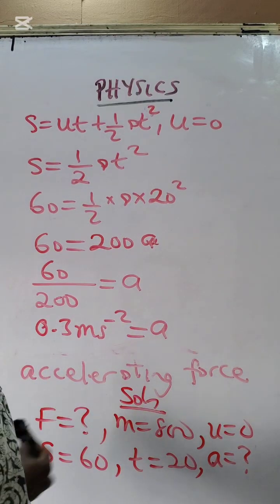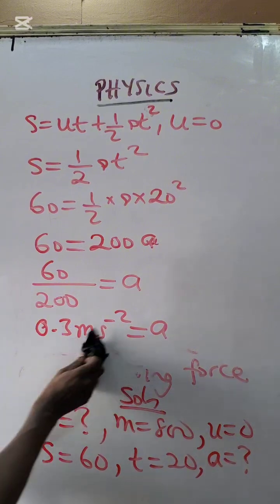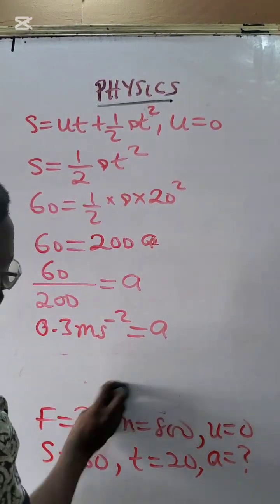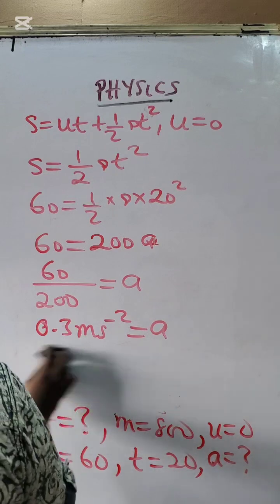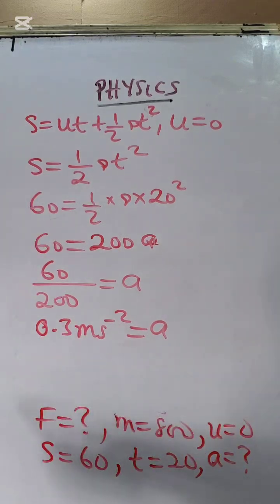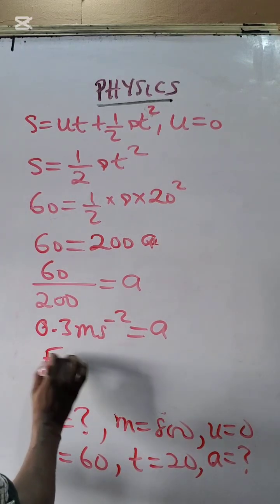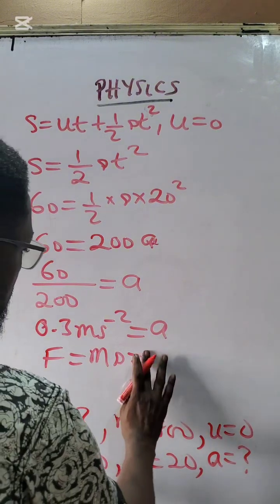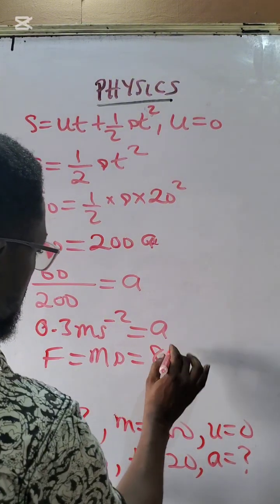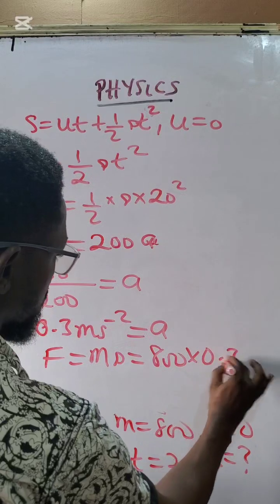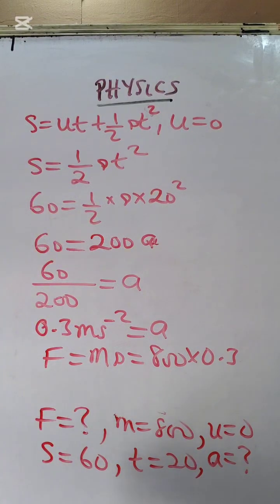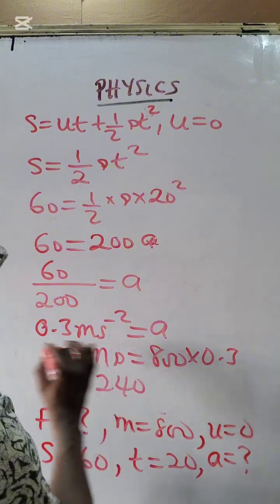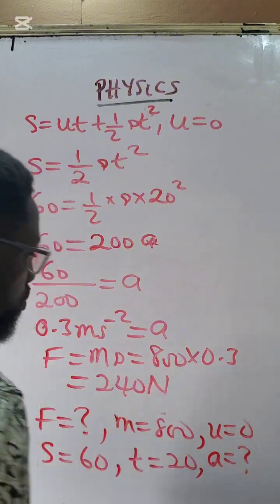So now that we've obtained the acceleration, we can then calculate the accelerating force. Force is mass times acceleration. The mass is 800, times the acceleration of 0.3. And that will give us 240 newtons.